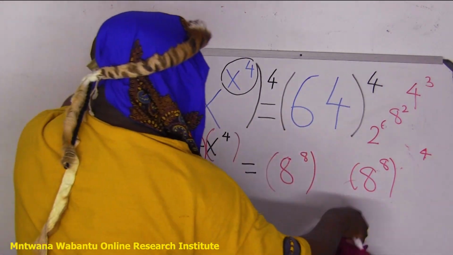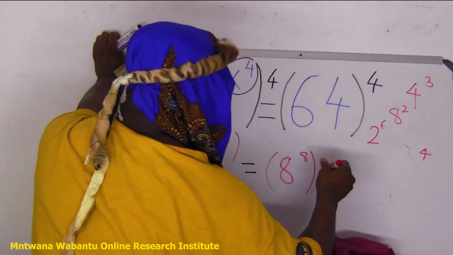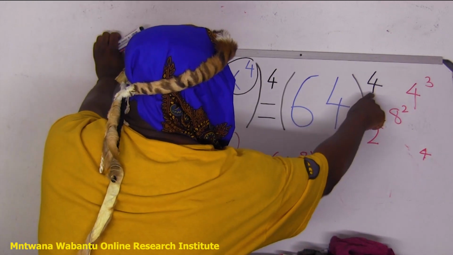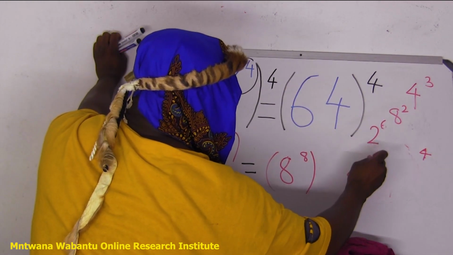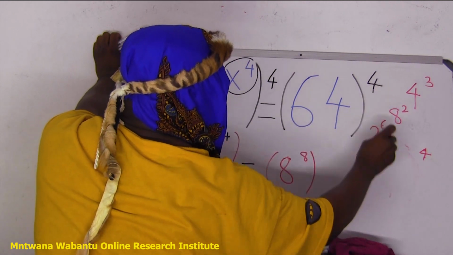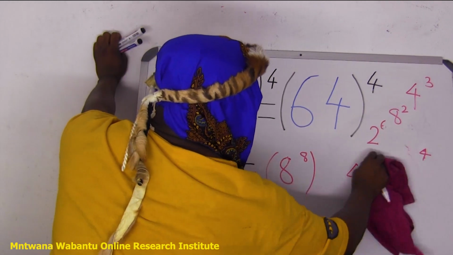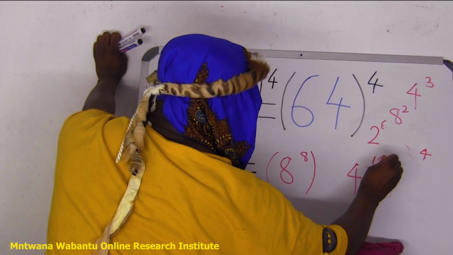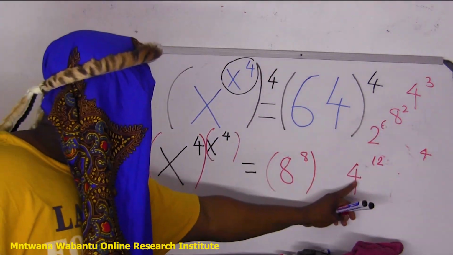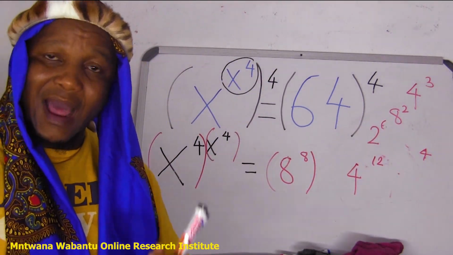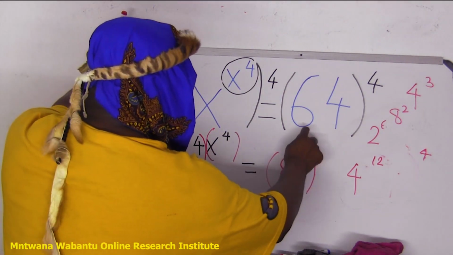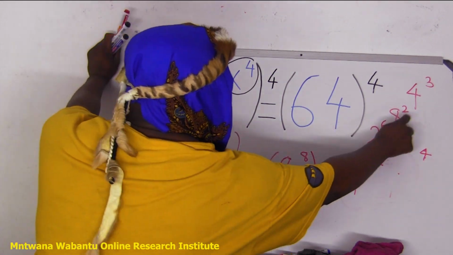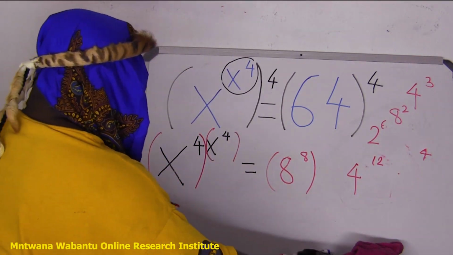What about the 4 power 3? No, because look, remember it's 64 power 4, right? If I replace 64 with 4 power 3, then the 3 I must multiply by 4. What is 3 times 4? 12. So you see, these are not the same number. It's 4 and 12. I don't need them. I need like terms, or like numbers. So I'd rather take, in place of 64, 8 power 2. So I have this. What is the next step?